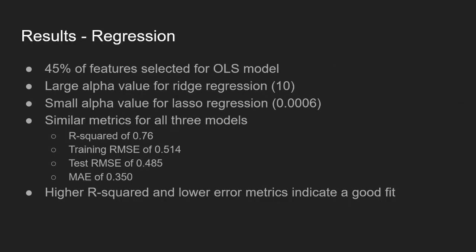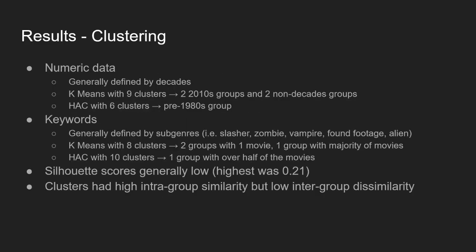Feature selection found that predicting popularity was best with only 45% of variables. The ideal alpha value was large for ridge and small for lasso regression, 10 and 0.006 respectively. All three models had similar performance with R-squared scores around 0.76, training RMSE of 0.514, test RMSE of 0.485, and MAE of 0.350. The higher R-squared and lower error metrics suggest that the models are a good fit for the data.